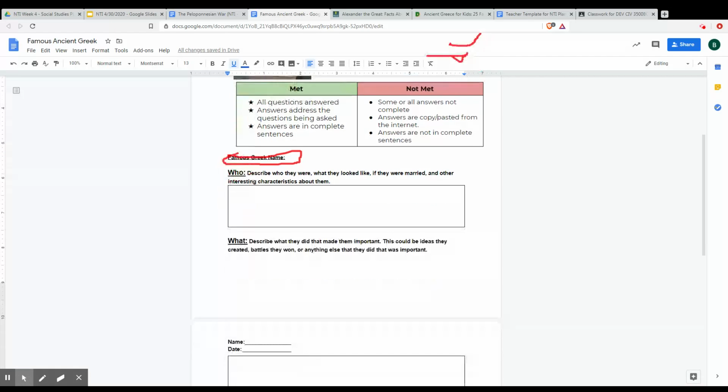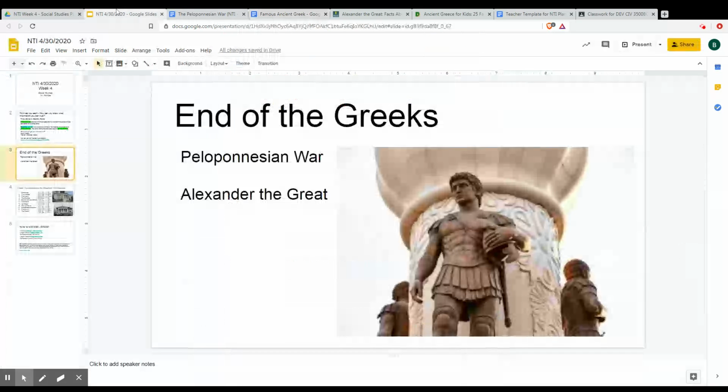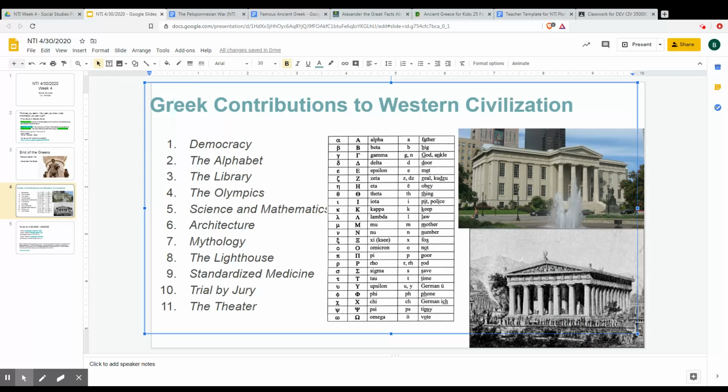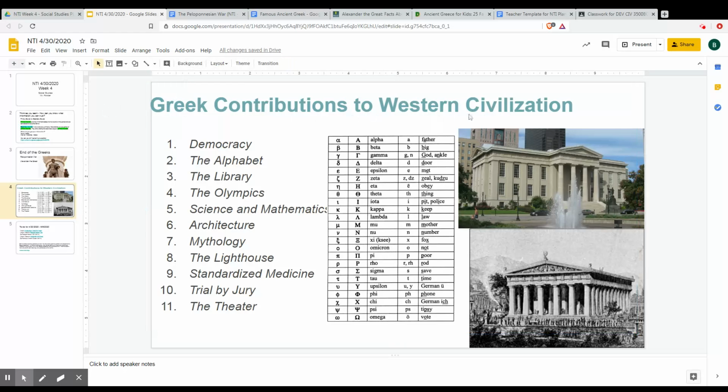So that's the second assignment this week of picking a famous Greek person. And we're learning about Alexander the Great and the end of the Greek Empire. And you may be wondering why the Greeks are so important. Well, the Greeks contributed a lot to Western civilization. So we are a Western civilization today. Like we're west of Greece and we're in the Western hemisphere.